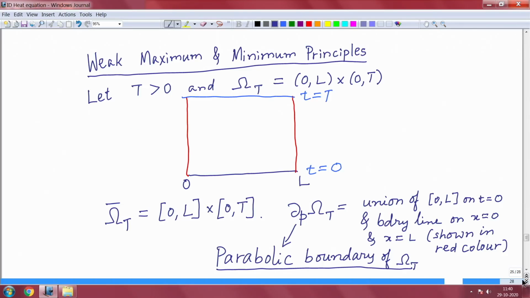So, we are assuming this x0 t0 is somewhere here, where the function v assumes a maximum. Okay. The t0 can be on the blue line. So, I am not ruling out that, but I am assuming it is not on the parabolic boundary. So, these two red lines and this one black line. So, t0 could be on the blue line. Okay. Just remember this diagram.